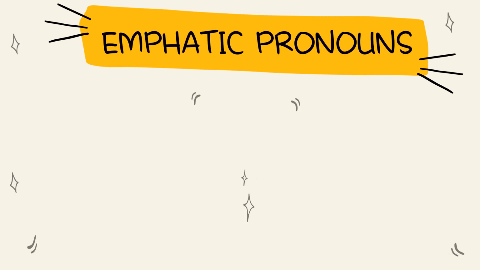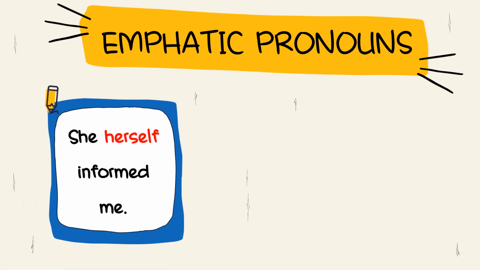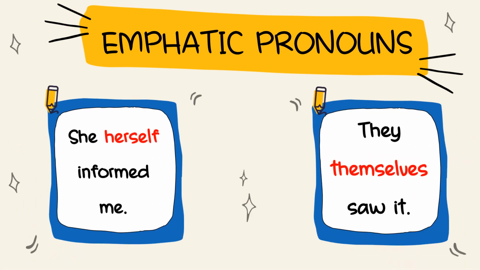Now when the reflexive pronouns are used to emphasize the noun, they are called emphatic pronouns. They are used to say something forcefully. Let us take these examples. She herself informed me. They themselves saw it. Here, herself and themselves emphasize the action of the subject, that is she and they. So here the emphatic pronoun is herself and themselves.